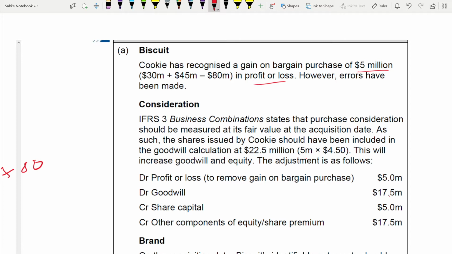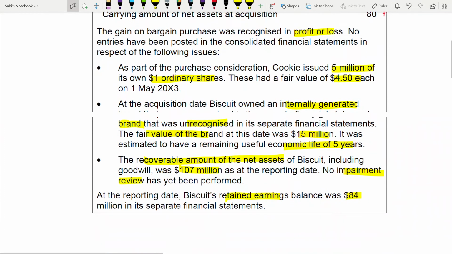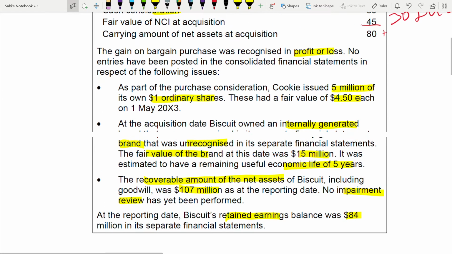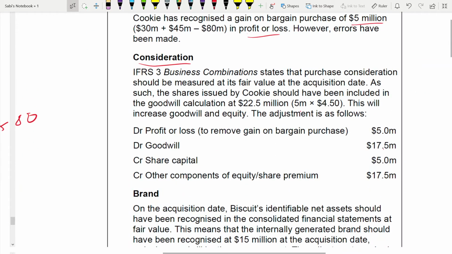So consideration is the first thing. How do you know? Okay, the best way to deal with any issue is to go by the order in which they have given you the information. For example, the bullet points. These bullet points will help you. First thing is regarding consideration. Second thing is regarding brand. Third thing is regarding the recoverable amount, that means impairment, and also go by this order. This will give you an order, a structure to your answer. So start with consideration.